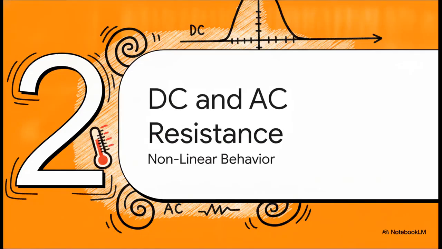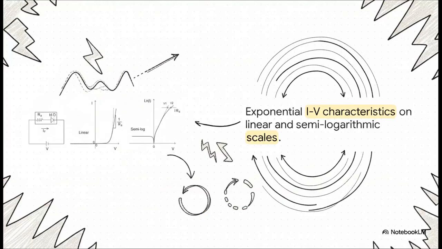Moving right along to Section 2, DC and AC diode resistance. And this brilliantly illustrates our very first major curveball. Diodes absolutely do not obey a simple Ohm's law. Because that relationship between current and voltage is exponential, like we just saw, a diode's resistance is actually a moving target. It changes based on the temperature and the voltage you apply. So it behaves totally differently depending on whether you're measuring a single DC point, looking at the average AC resistance over a big voltage swing, or analyzing a tiny AC signal.